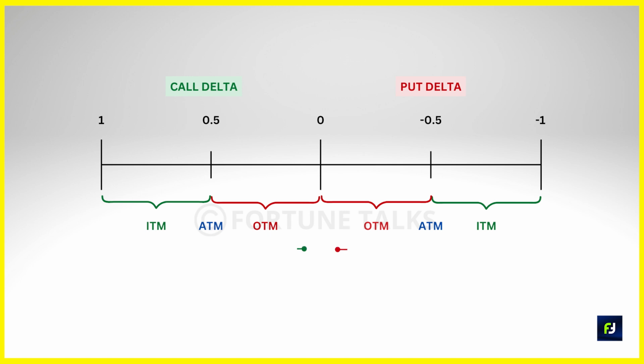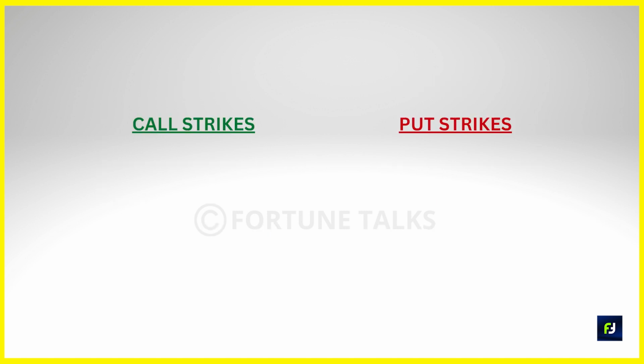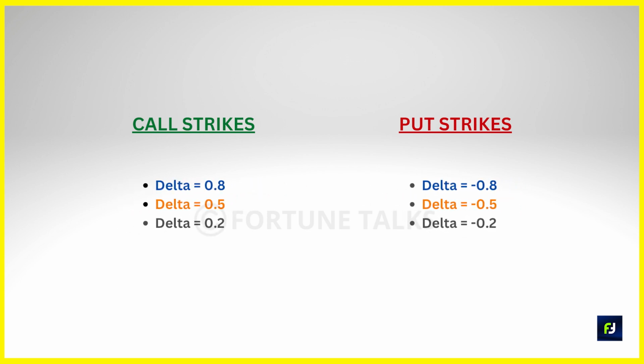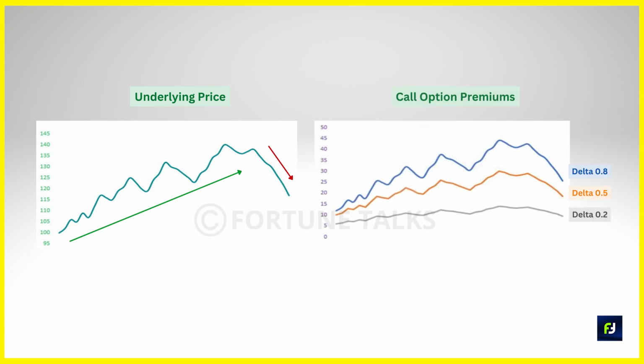That is, when an option moves from out of the money to at the money to in the money, the absolute value of delta also increases, which increases the premiums, which in turn increases the reward as well as the risk potential. Here, I will show you two scenarios. I have considered three call and put option strikes with absolute delta values of 0.8, 0.5 and 0.2. In the first case, the underlying asset makes an up move and then falls lower. For this case, we will only consider the call strikes.